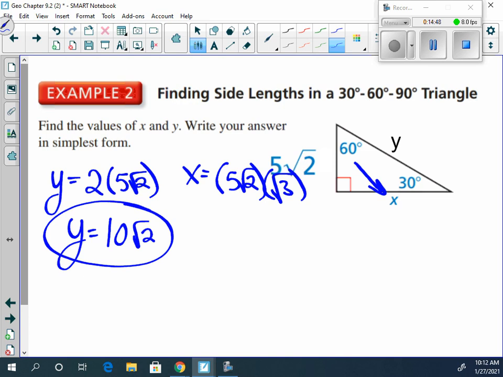We're going to multiply it by the square root of 3, because the shortest side length, if we multiply it by 2, we get to the hypotenuse. If we take the shortest side length and multiply it by the square root of 3, we get the side opposite 60. And that will tell us x is equal to what? 5 square root of 6.